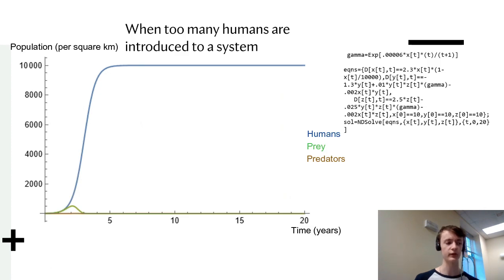Here is an example of a degenerate solution where too many humans are introduced and it causes the extinction of both species.